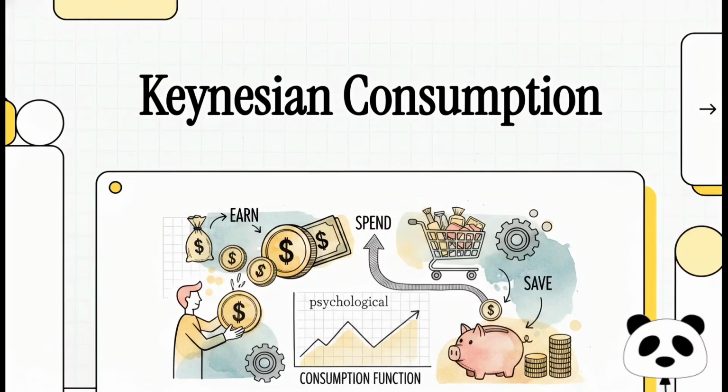Welcome to This Explainer. Today, we're diving straight into the fascinating mechanics of how we earn, spend, and save money. We're breaking down the core ideas behind Keynesian consumption theory. Because, whether you realize it or not, there's a highly predictable psychology driving what you do with your paycheck. And we're going to map all of that out visually today.